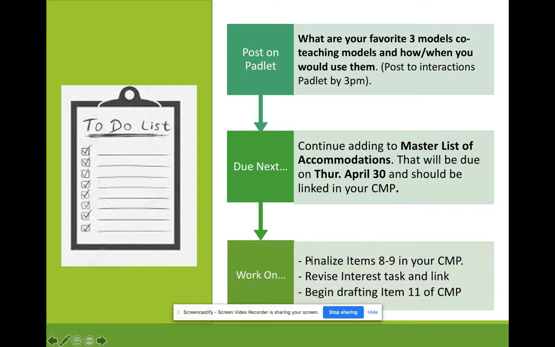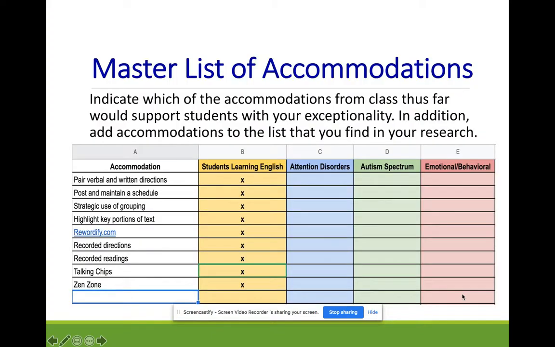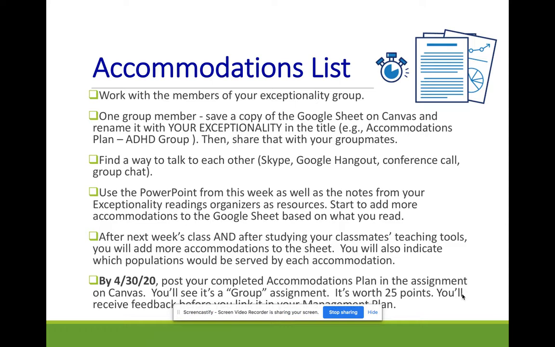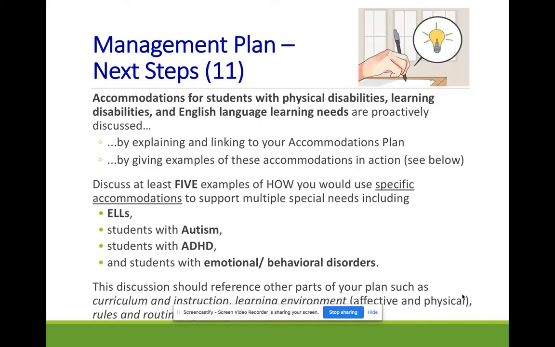And what you can be working on is finalizing items 8 and 9 in your classroom management plan, or any items that are not finalized, revising your interest tasks so you can link it, and begin drafting item 11 of your classroom management plan, which is your master list of accommodations. And then, with those things added, here are your instructions for that. I'll let you study that, and then ask me some questions about it on Thursday if you would like.